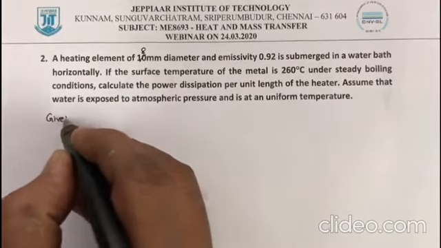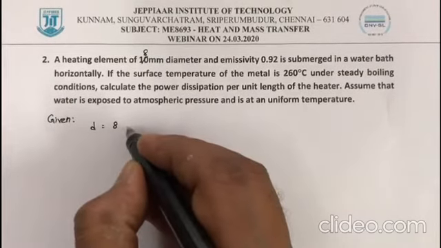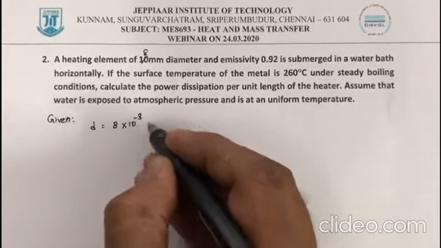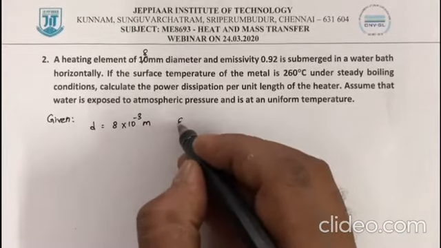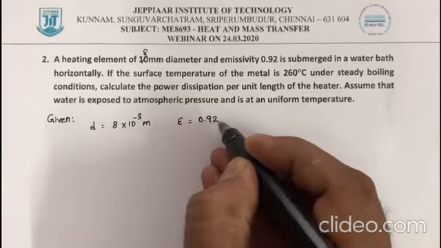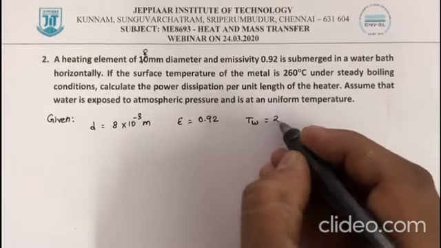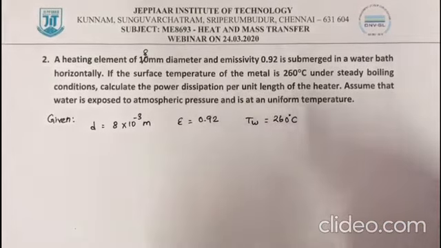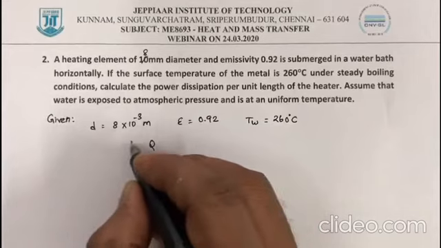So the first data you see is that the diameter of the heating element, which is 8 mm in SI units, it's 8 into 10 power minus 3 meters. The emissivity epsilon is 0.92 and the wall temperature is 260 degrees Celsius. So you have been asked to find out the power dissipation P or Q.